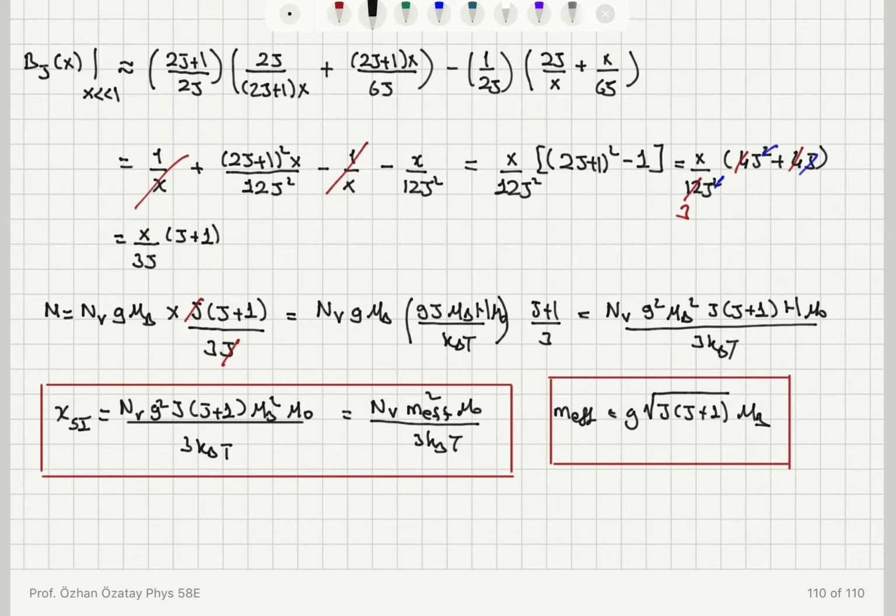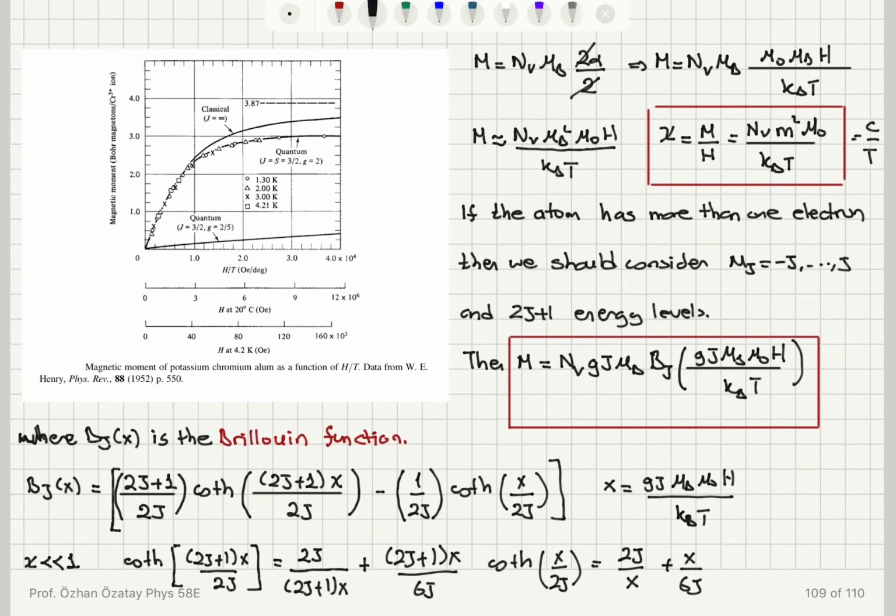Now, another thing I would like to check is what happens if I'm in the classical limit. In the classical limit I have J is infinite, so I have a very large quantum number, that means I'm in the classical limit. What happens to the Brillouin function? Well, you can see that the Brillouin function, if I rewrite it here, so let's copy this.